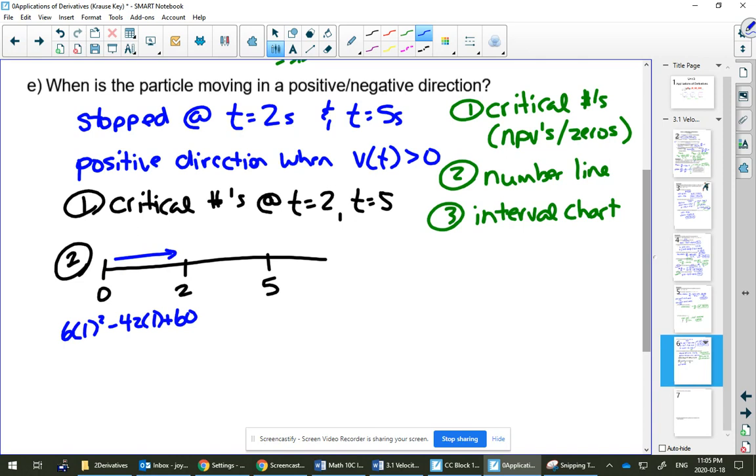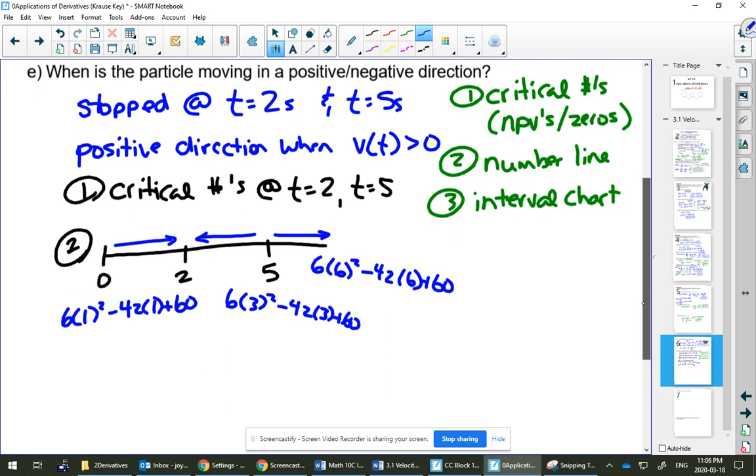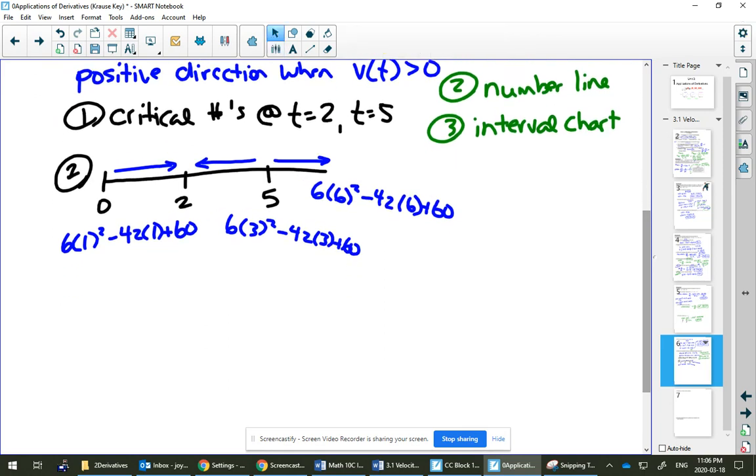We can sub in for the next one here. I used 3. So 6 times 3 squared minus 42 times 3 plus 60. This is going in a negative direction. And then for the next one here, I could sub things in and it would be going in a positive direction. So I chose to sub in 6. Now, you don't necessarily have to do that substitution. You can get the information from an interval chart as well.